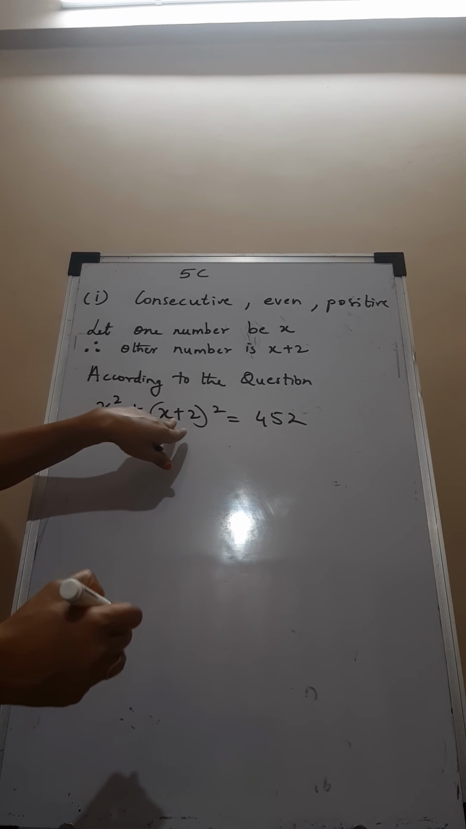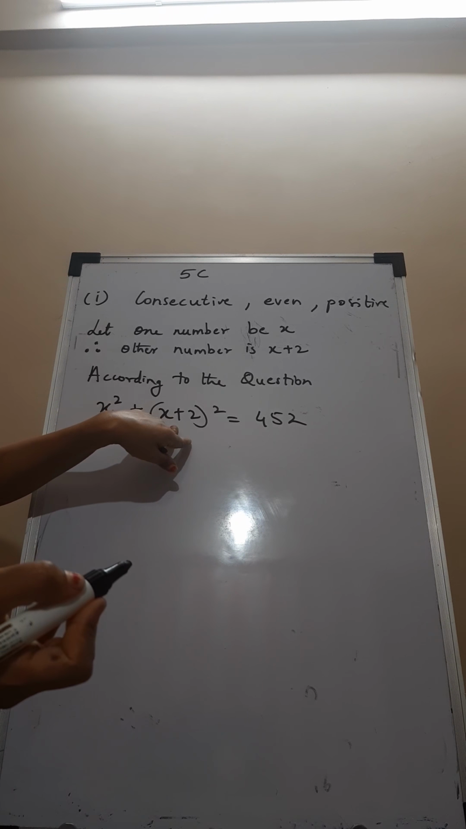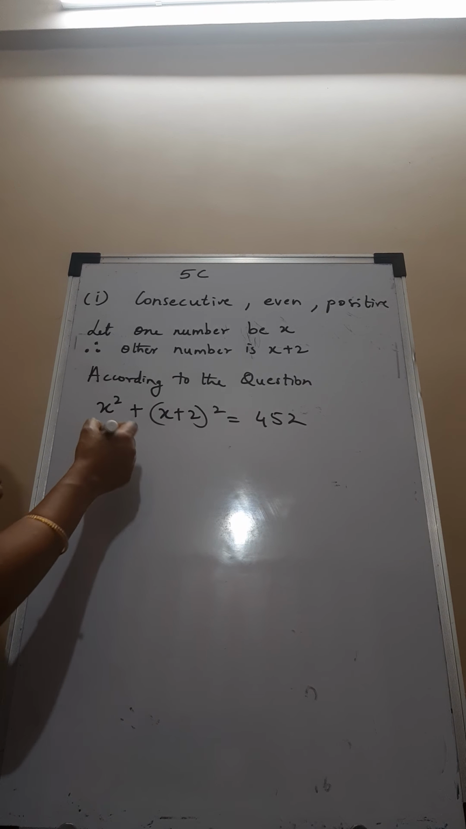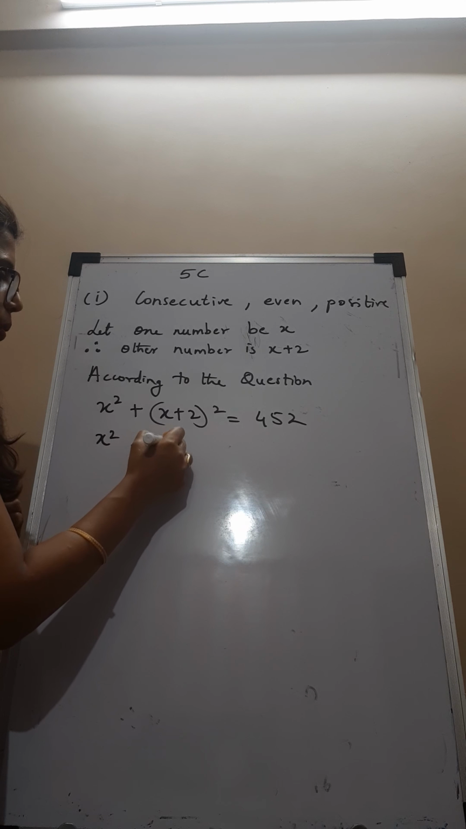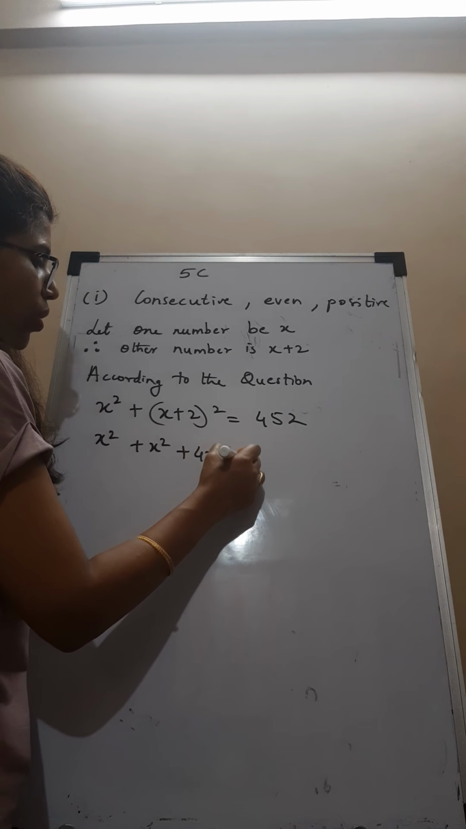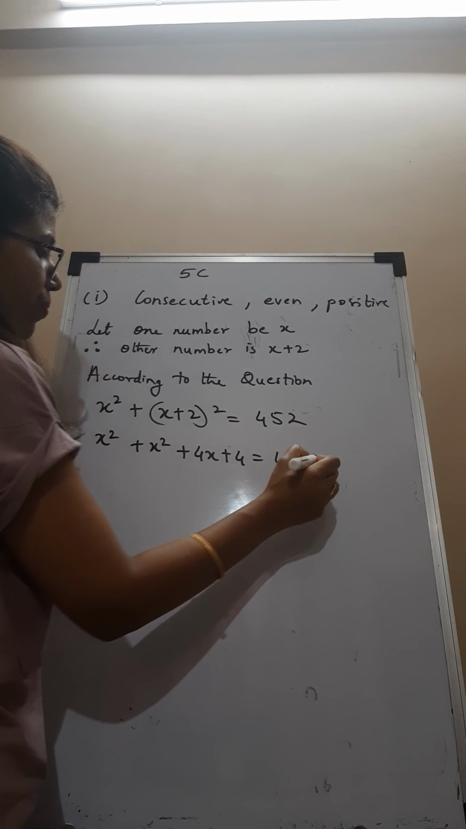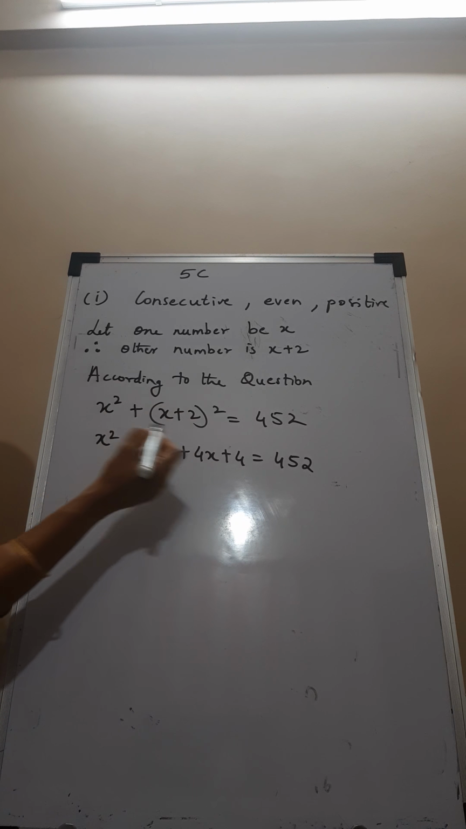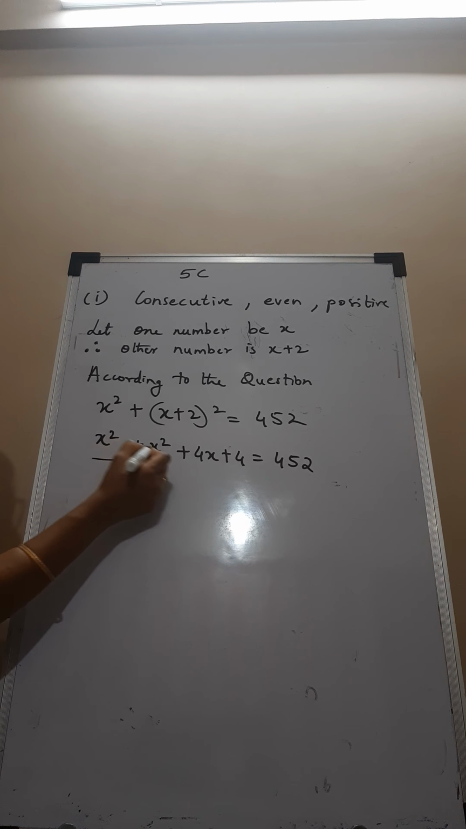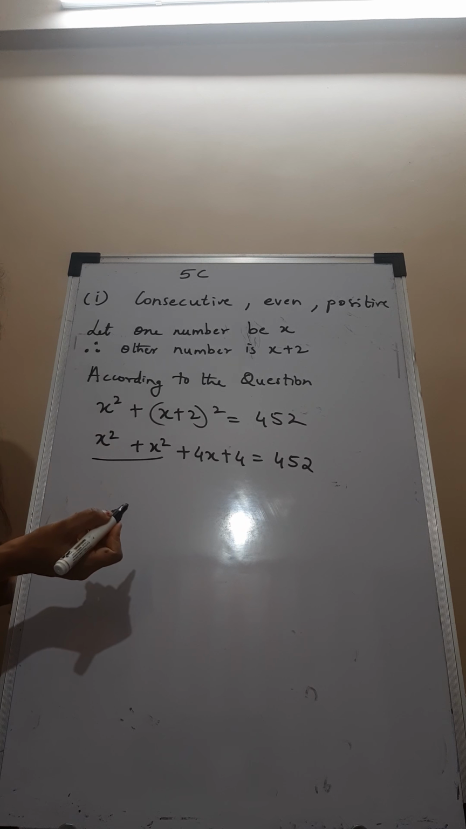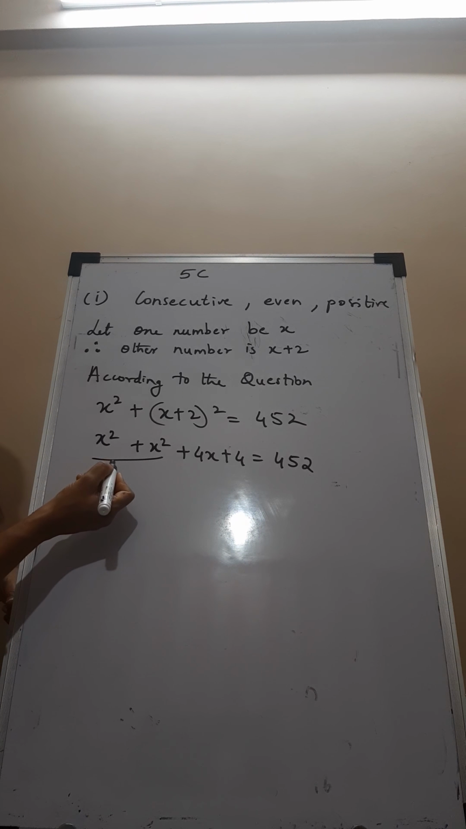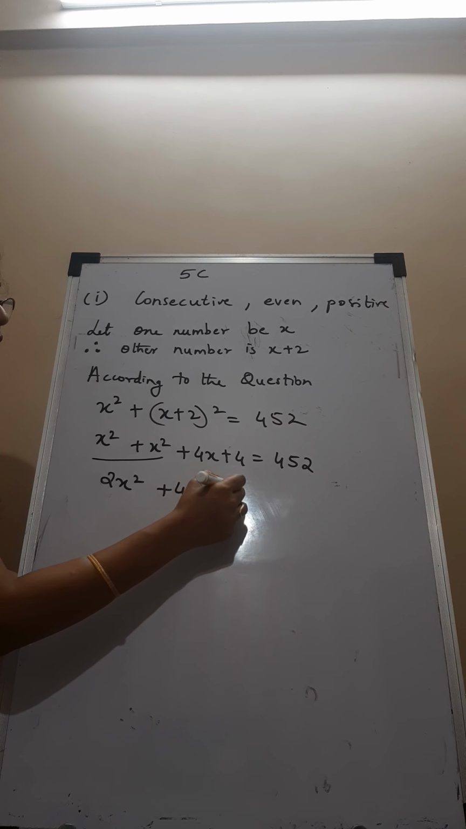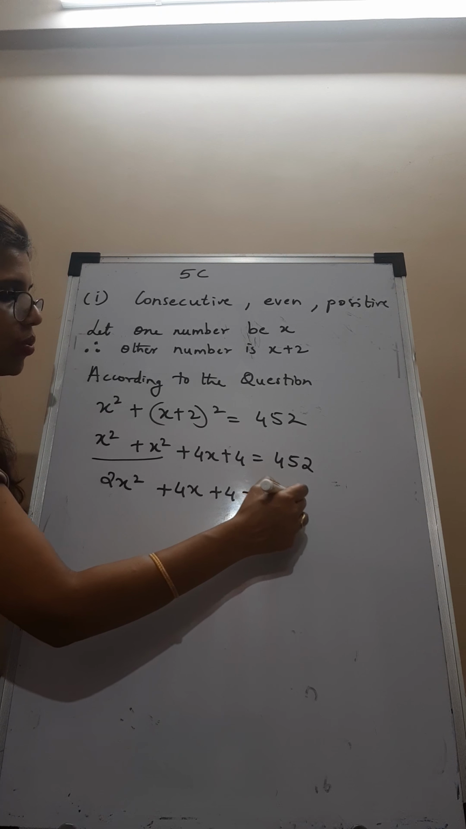Okay, now this is of the form a plus b the whole square. So you open this using the formula a plus b the whole square. So that is x square plus 4x plus 4 is equal to 452. Now you bring this 452 to this side, and while doing that you will see that this x square and x square are like terms. So you can add even this x square plus x square. So you will get 2x square plus 4x plus 4 minus 452 is equal to 0.